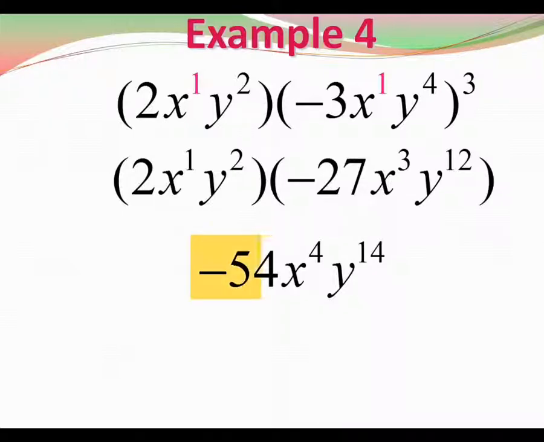So you take -27 times 2? Yes, that's how I got -54. Yep.